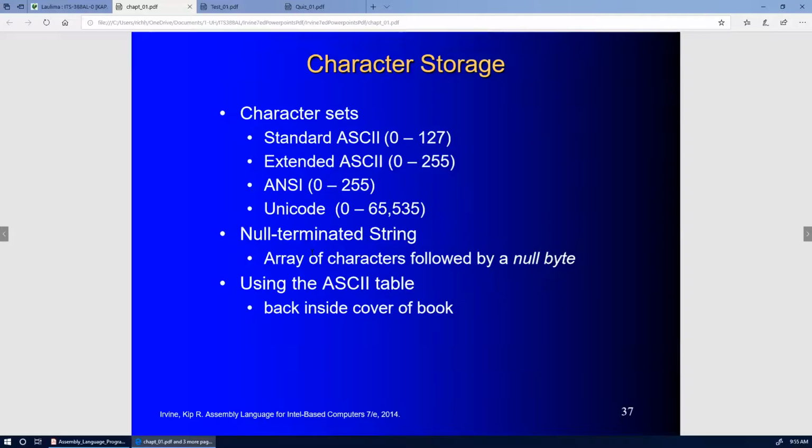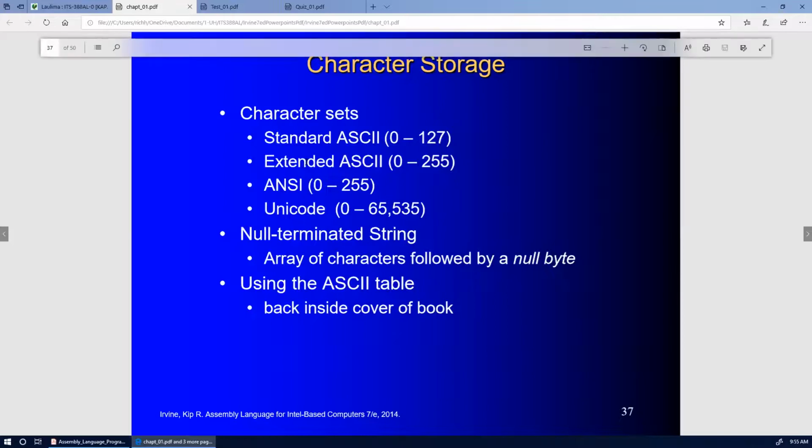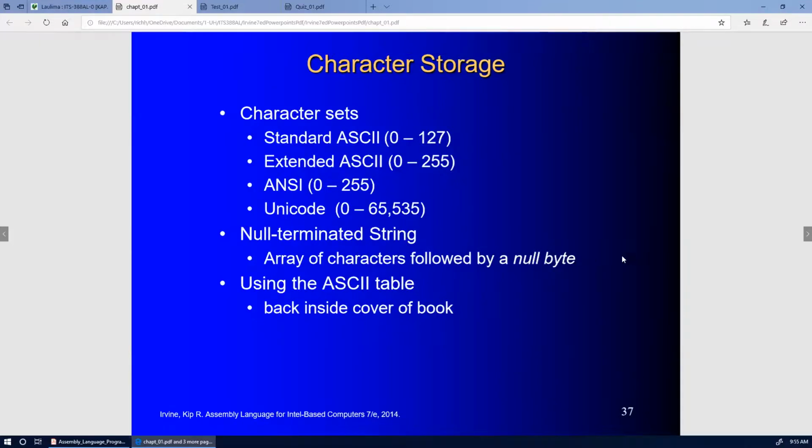And then you also have this other way of doing it, where you just have a bunch of bytes in either Unicode or extended ASCII. And then at the very end, there's a null byte, which is like all zeros. And so there's no character that represents all zeros. All zeros is the null byte. And so that way the string can be any length.